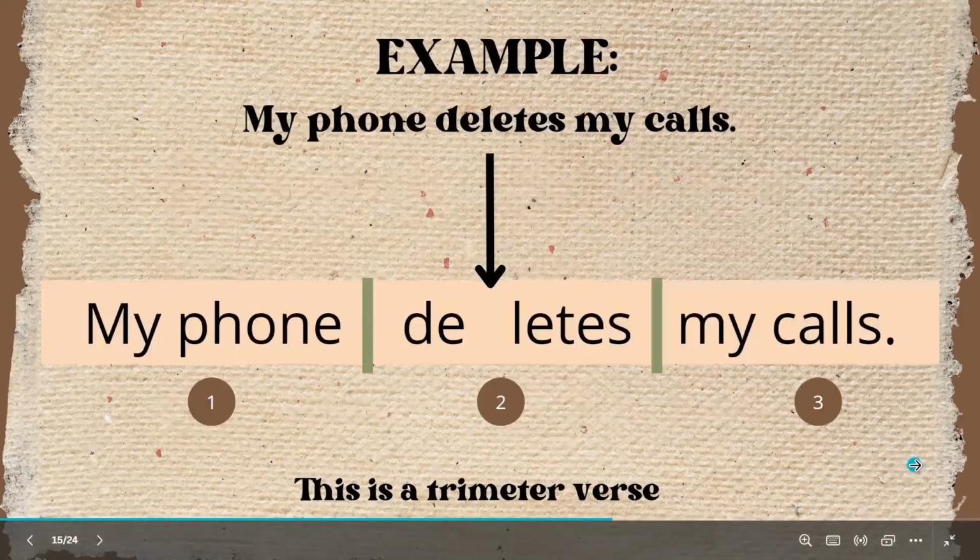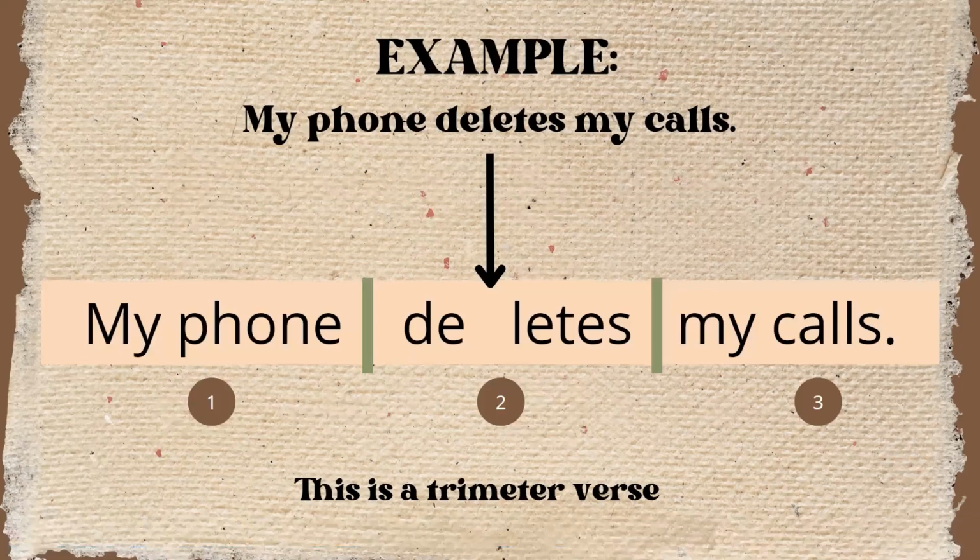Let's see an example. This is an example. My phone deletes my calls. My phone is 1 foot, deletes is another foot, and my calls is another foot. That means that we have 3 feet. That is a trimeter verse.